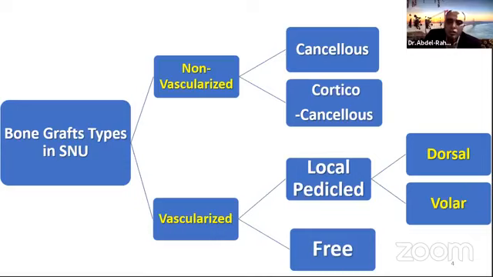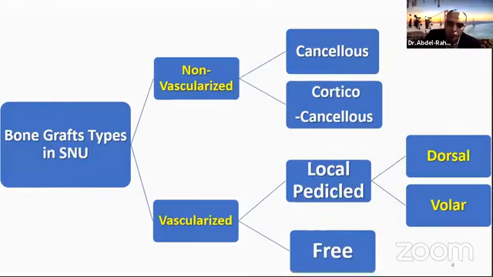The non-vascularized are further subcategorized into cancellous bone grafts or corticocancellous bone grafts. Cancellous bone grafts are from the radius, or as part of the corticocancellous procedure from the iliac crest. The vascularized group are further subdivided into the local pedicle grafts or the free pedicle grafts. The local pedicle grafts from the distal radius are either from the dorsal part of the distal radius or the volar part.